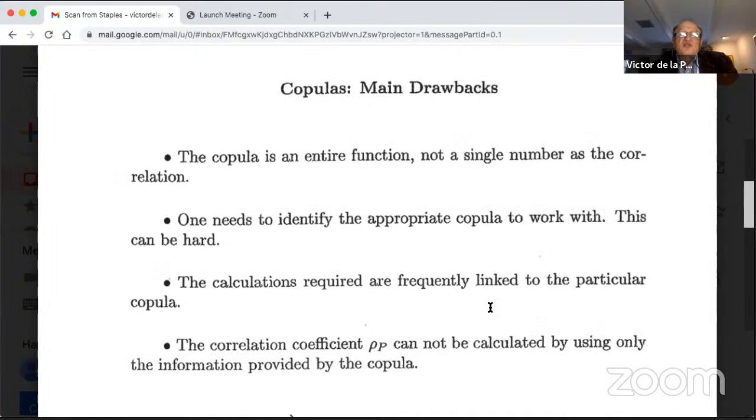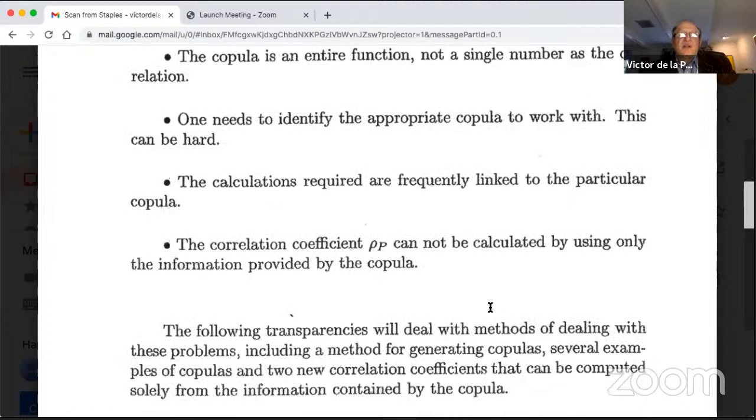The calculations required are frequently linked to a particular copula. The correlation coefficient cannot be calculated using only the information provided by the copula. If you just know the copula, you cannot tell what the correlation is. You need the marginals, and that's natural.